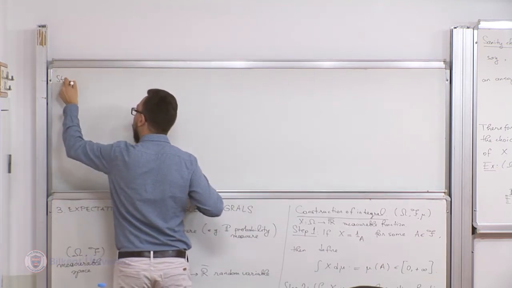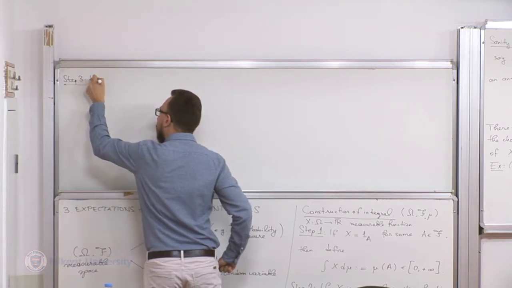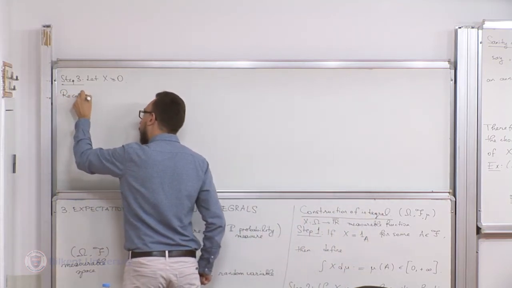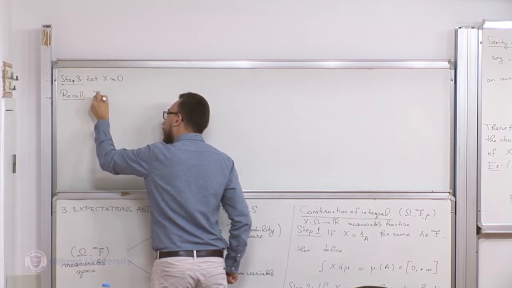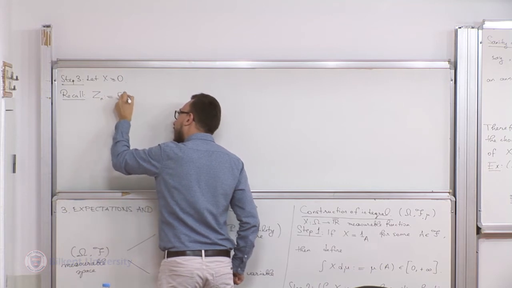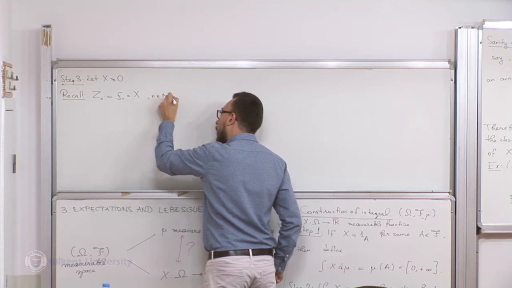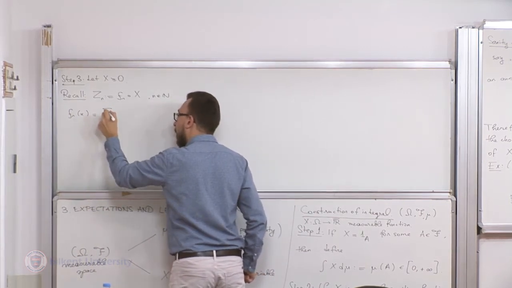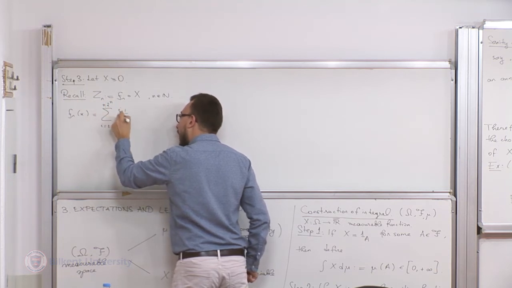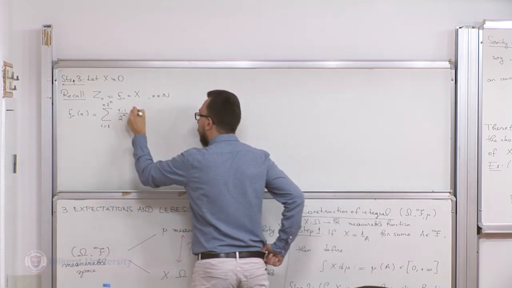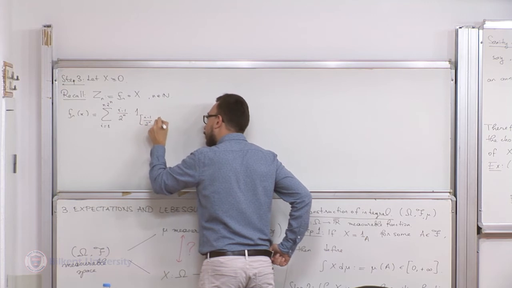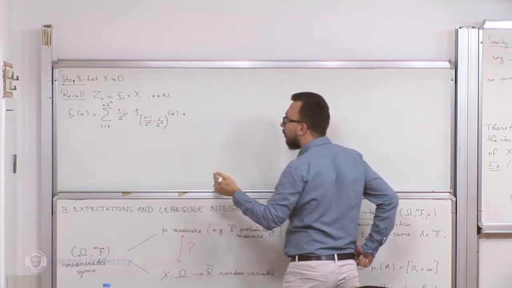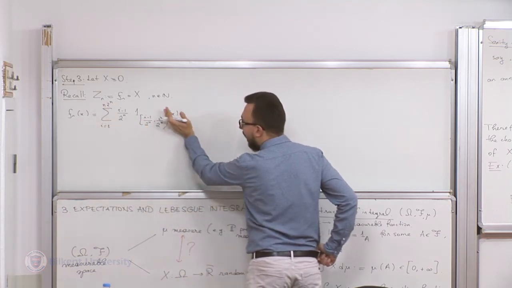So this is step 3. So let x just be positive. Recall, let's define, let's call it Zn, which is Fn applied to x, where Fn was this. So you approximate your function by (i minus 1) over 2 to the n, if x is between (i minus 1) over 2 to the n and i over 2 to the n, excluded. So you do it up to n times 2 to the n, which is going to end at the point n.